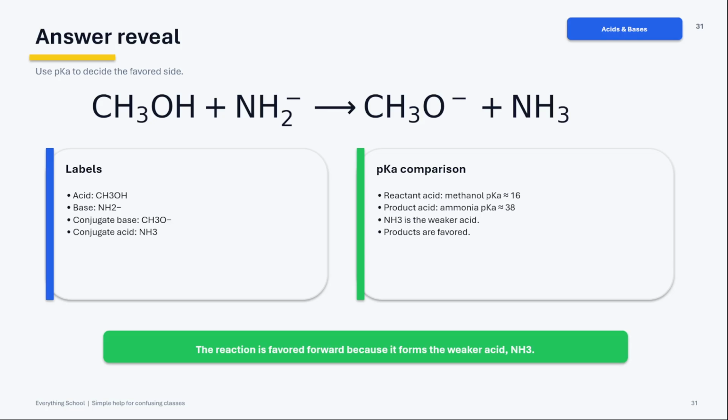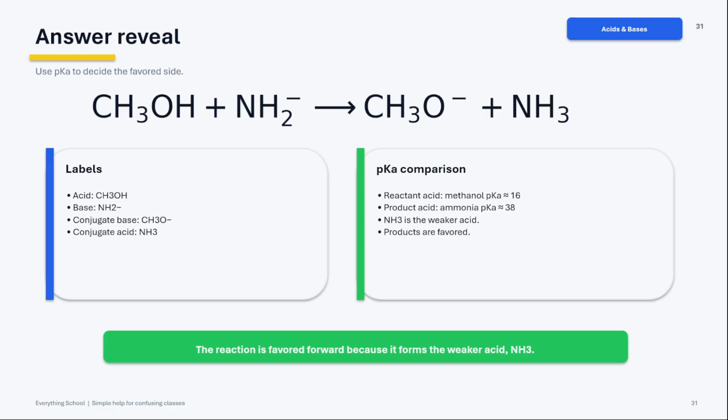Slide 31. Answer reveal. Use pKa to decide the favored side. The labels are acid, CH3OH, base, NH2-, conjugate base, CH3O-, conjugate acid, NH3. Now compare pKa values. The reactant acid is methanol, with pKa about 16. The product acid is ammonia, with pKa about 38.